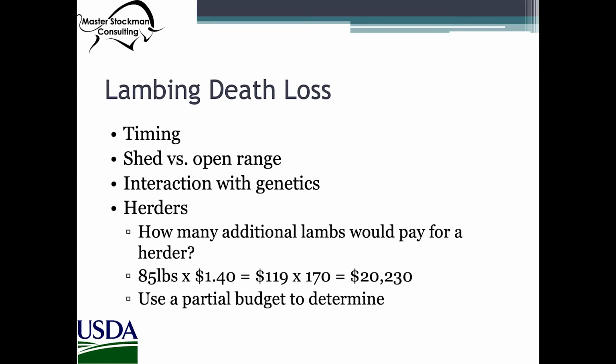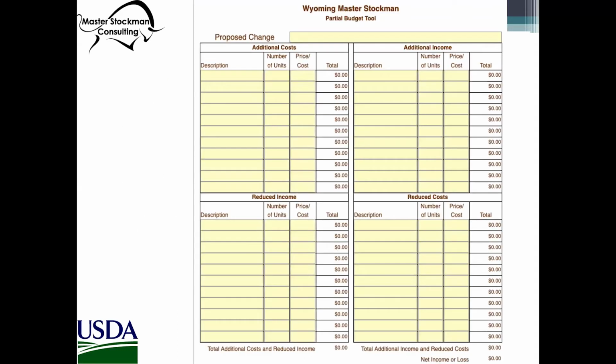And really the right tool to make that decision is a partial budget. And the reason is, so this is the partial budget. You go through, well, what are all my additional costs going to be if I add a herder? It might be more than that 20,000 when you really consider all of that. And certainly when you save more lambs, you actually increase your costs a little, right? Because you'll have more animals to feed and care for.